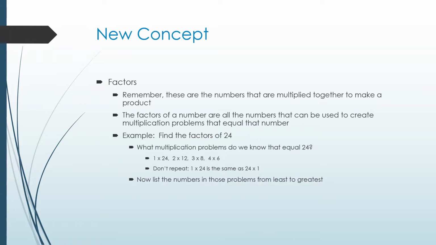Now we just list those numbers from least to greatest. And there they are. So those are the factors of 24. You can also think of them as the numbers that you can divide 24 by without having a remainder in your answer.